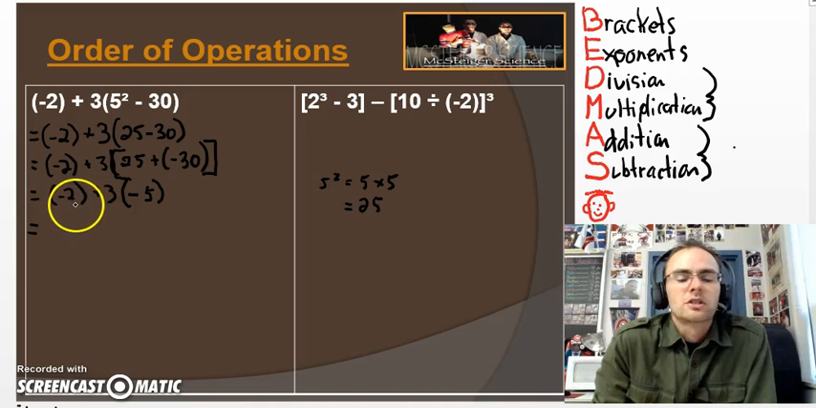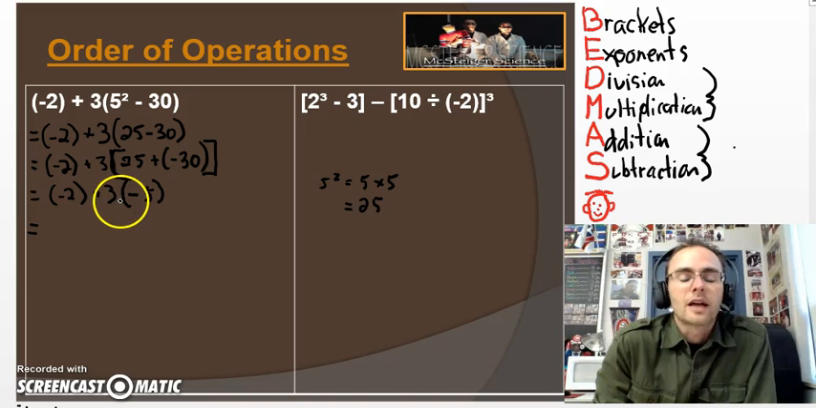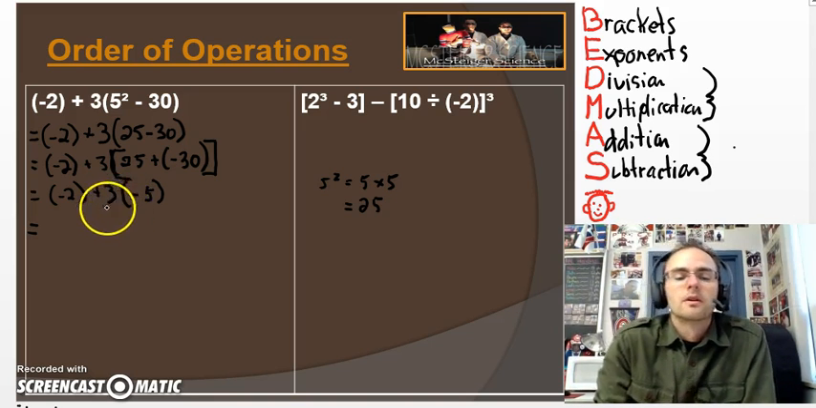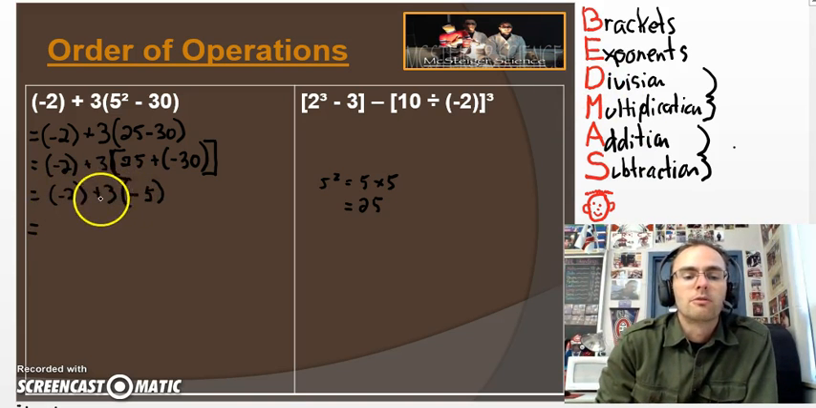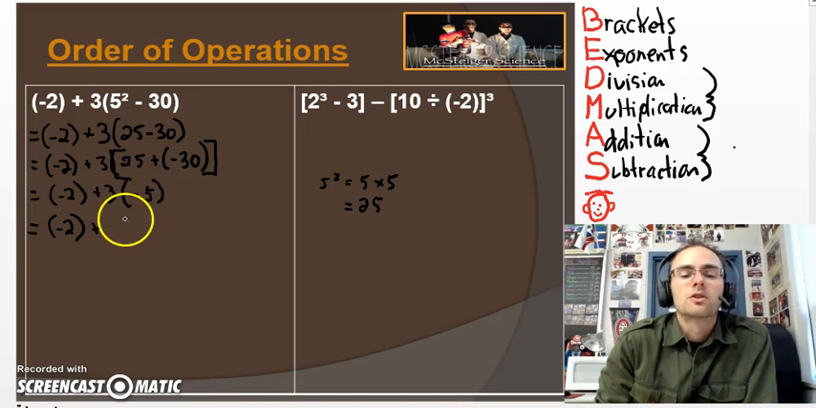So now I've got two operations left. I have adding, and a number beside a bracket actually means multiplying, even though there's no multiplying sign there. So, according to BEDMAS again, I have to multiply before I add. So negative 2 plus 3 times 5 is 15, but we're multiplying different signs. So the rule is when you multiply different signs, your answer is negative, and 5 times 3 is 15. So now I have negative 2 plus negative 15.